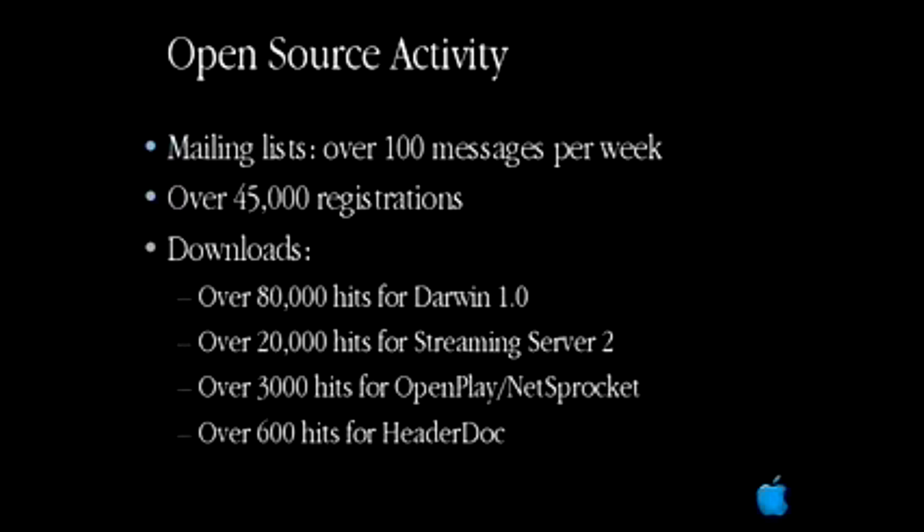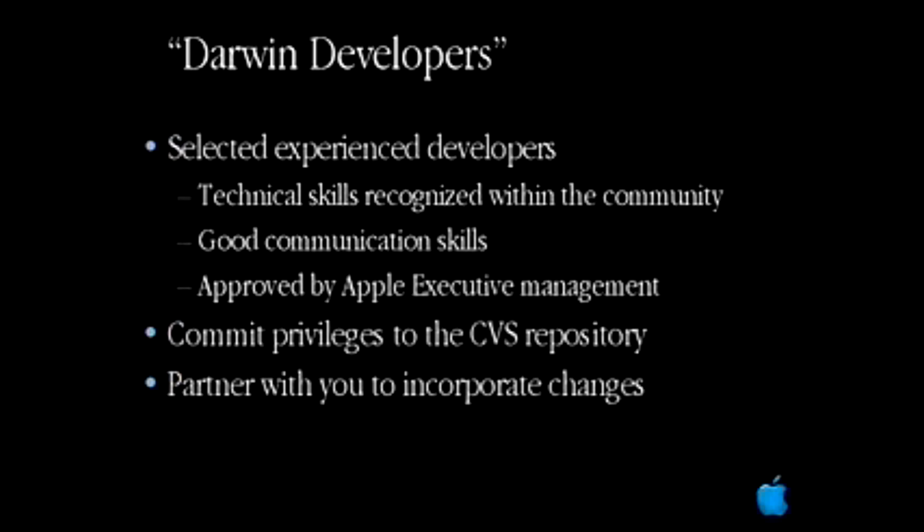Downloads, since Darwin 1.0, a little over a month ago, is where these stats have come from. We've had 80,000 hits for download of components for Darwin 1.0. And that's a pretty significant number of downloads. And this is pretty well just in the past month. 20,000 hits for the streaming server version 2, 3,000 for OpenPlay and NetSprocket, and 600 hits for header doc. And header doc is something you'll definitely want to learn more about, and I'll talk to you about that later in the session.